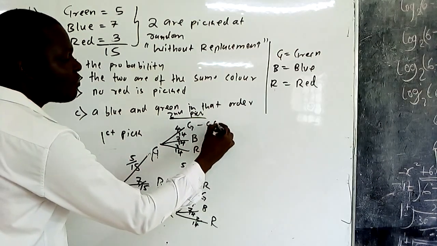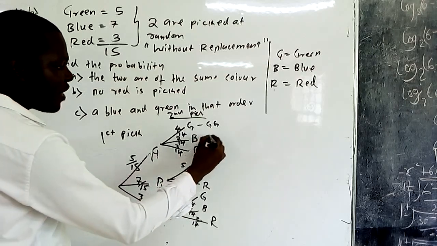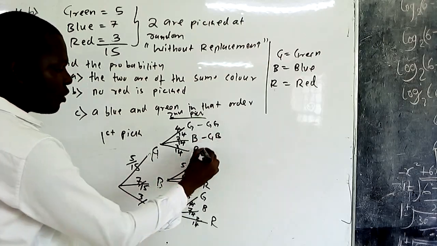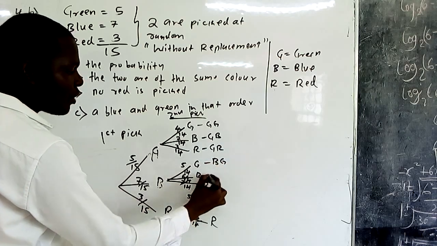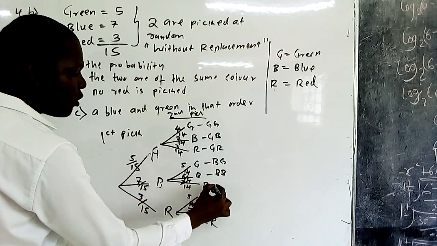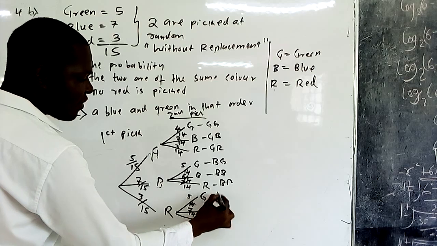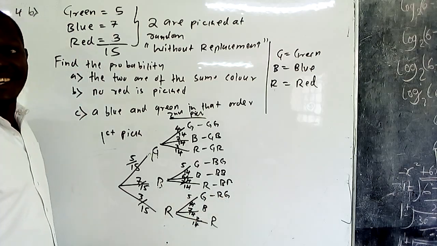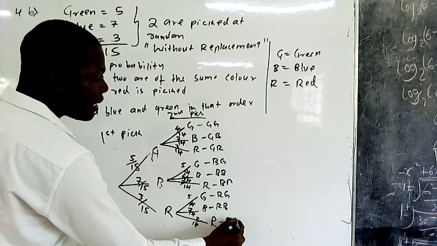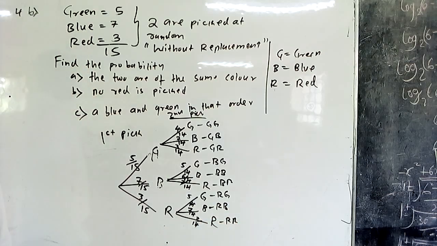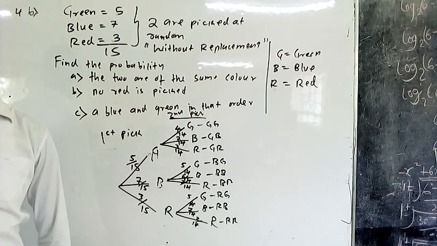The first here we have green, green, then green, blue, then green, red, then blue, green, then blue, blue, then blue, red, then red, green, then red, blue, then red, red. Then you start going to answer the question, isn't it? So remember, when we were defining independent probabilities, isn't it?